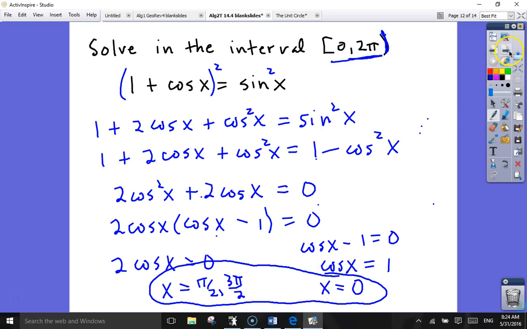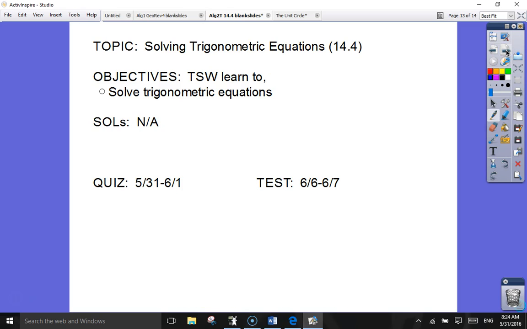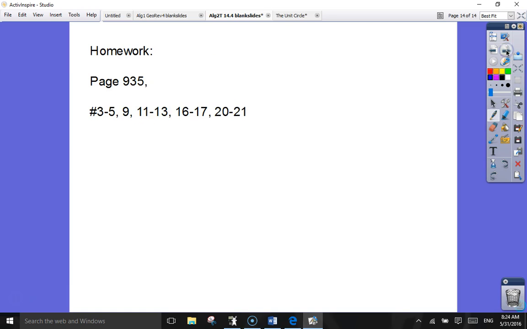Okay. That's just a small taste of solving trig equations. That is homework.